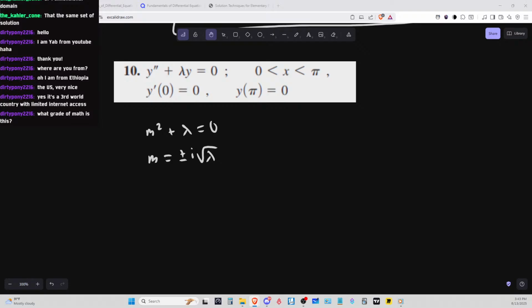What grade of math is this? Well, I'm just doing math as a hobby, so if you're in university, if you took calculus in high school all the way up to calculus 2, then I think in university this would probably be on your 2nd semester, because it's differential equations.